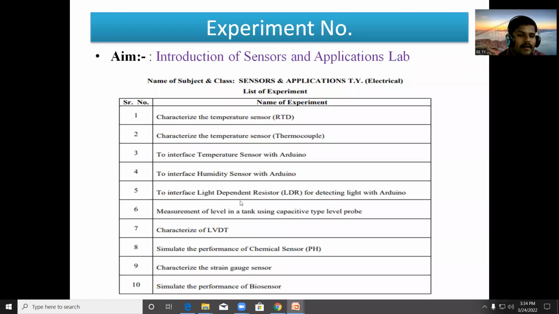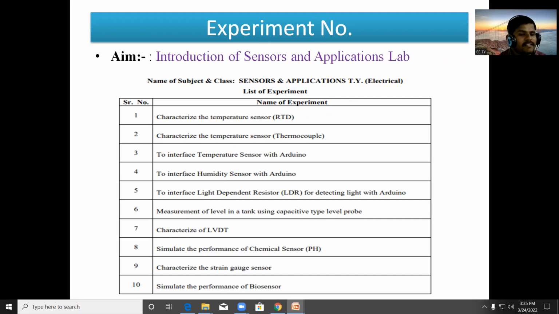Then the next one is measurement of level in the tank using a capacitive type level probe. We are using a capacitive type level probe, and we are measuring the water level in the tank. This practical we will perform using the simulation VLab, virtual laboratory.